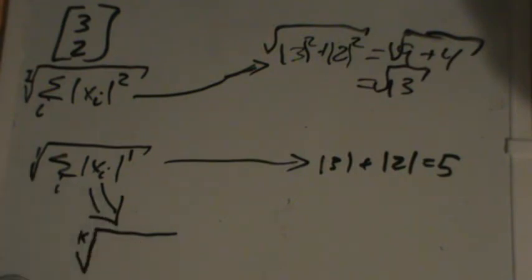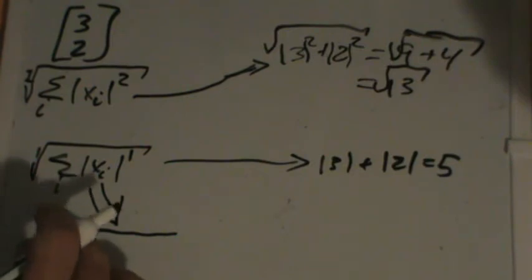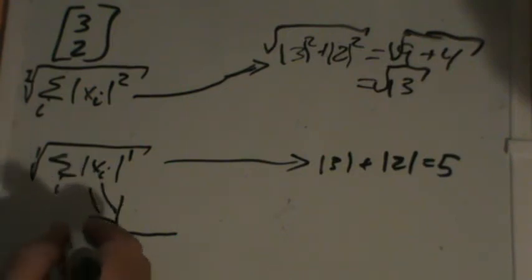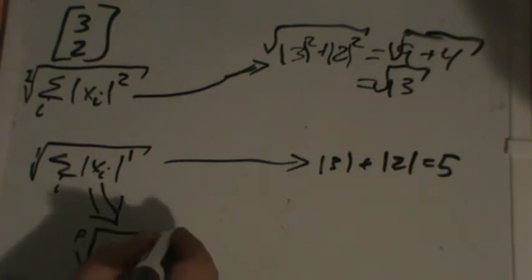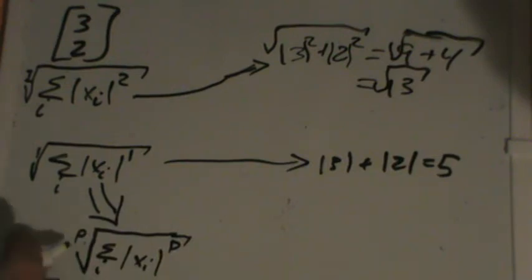I've got some, actually, usually we do p here. And we'll take our summation over i of the components xi of our vectors, and we raise it to the pth power, and then we take the pth root. And we call this a p norm.